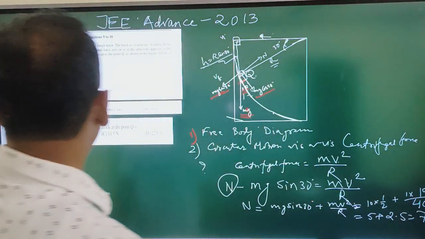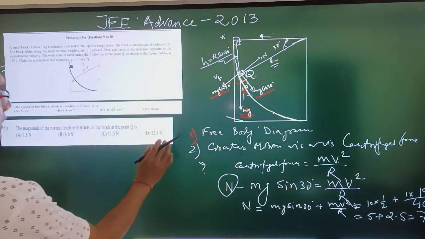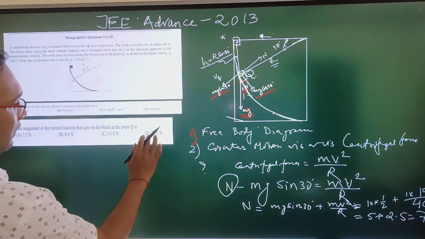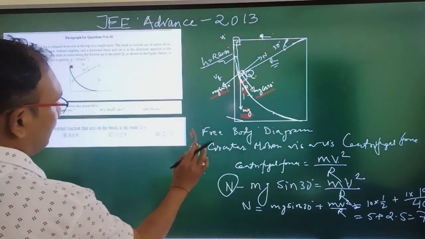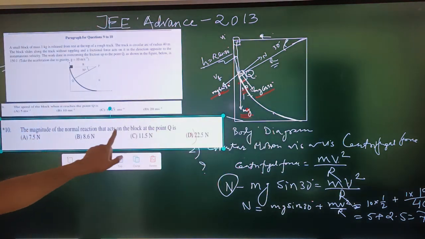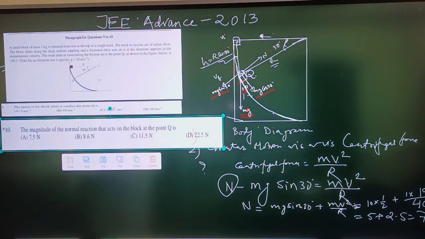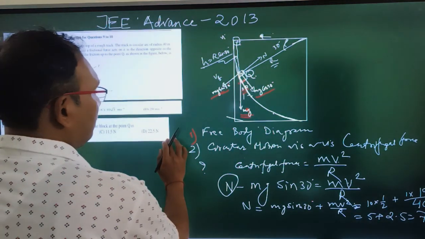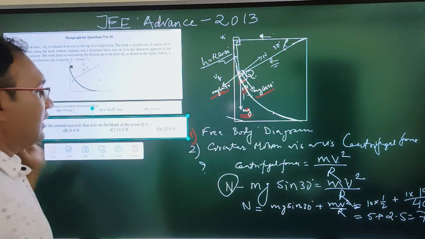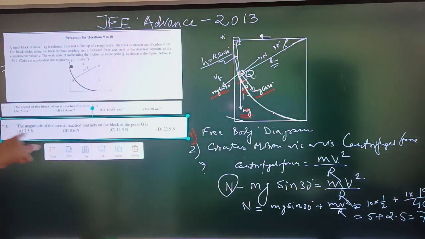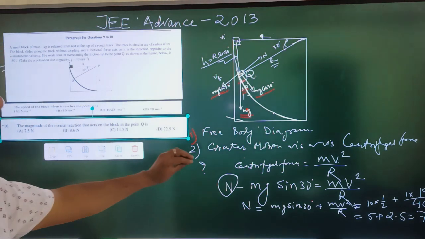So the normal force, if you look at this question, the question asks the magnitude of the normal force that acts on the block at the point Q, which is nothing but 7.5 Newton. The concept utilized in the first question is the energy conservation law. In the second question, we utilize the concept of the free body diagram and the centrifugal force.